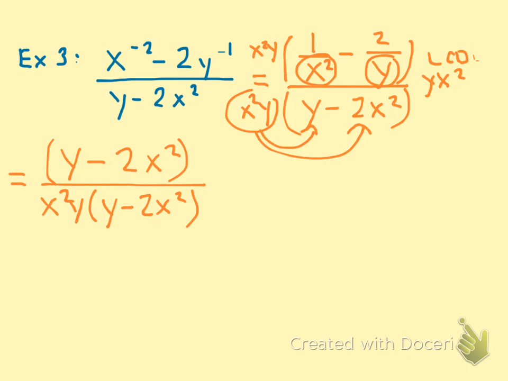And lo and behold, I have the same exact factor in the numerator and the denominator. And they can cancel. And if you had distributed that, you probably would not have seen it. So sometimes you have to look ahead and see what might potentially cancel in these problems. And this just simplifies as 1 over x squared y.